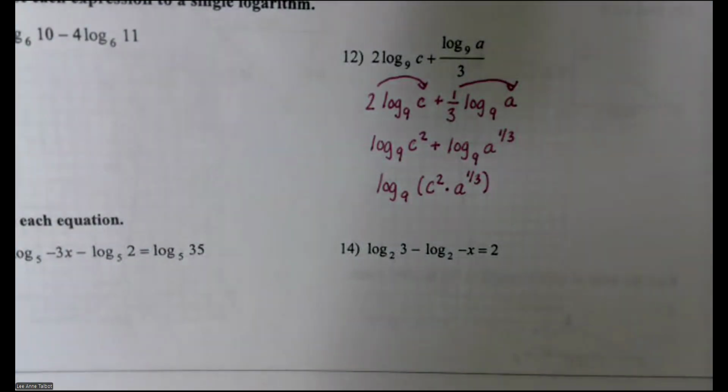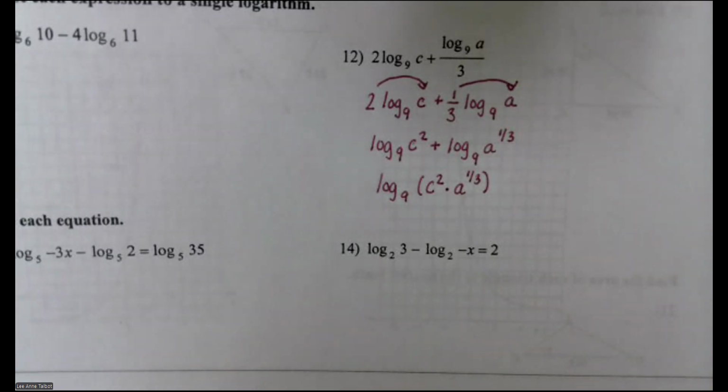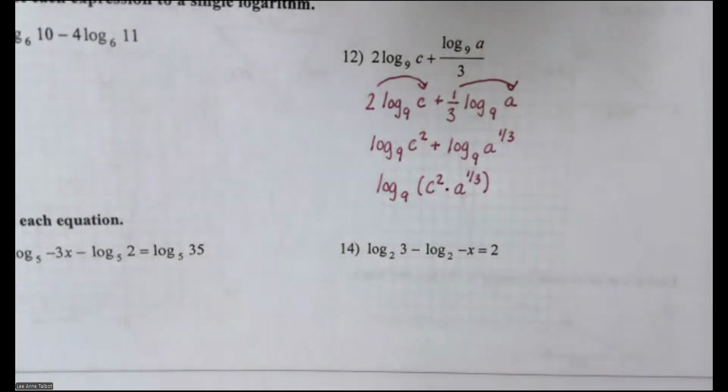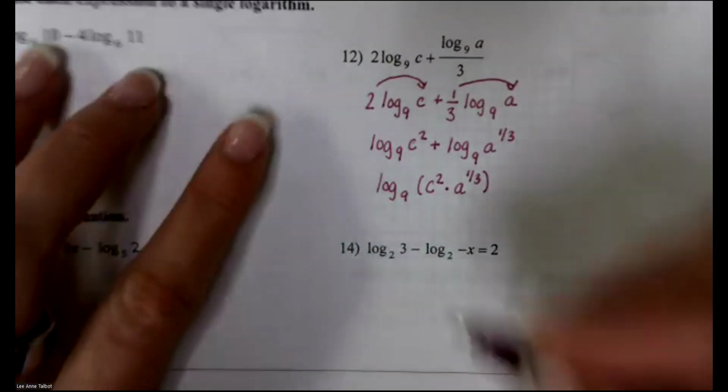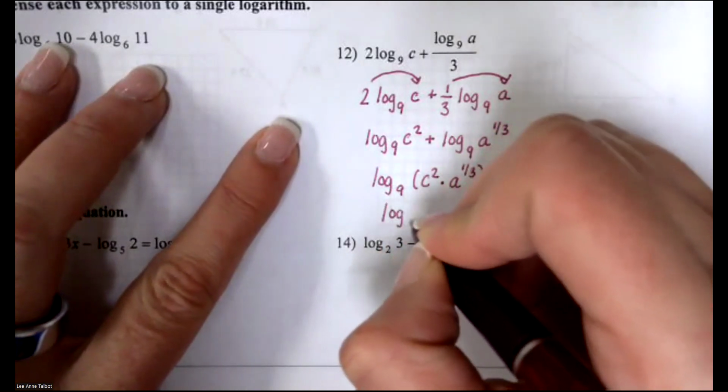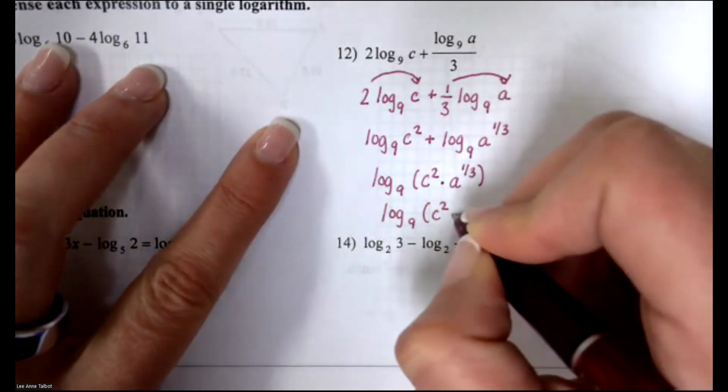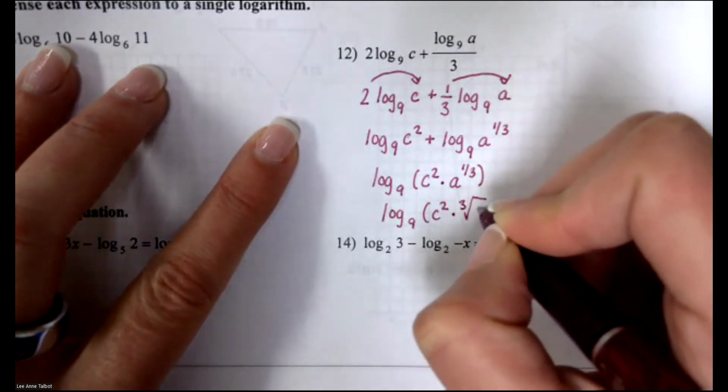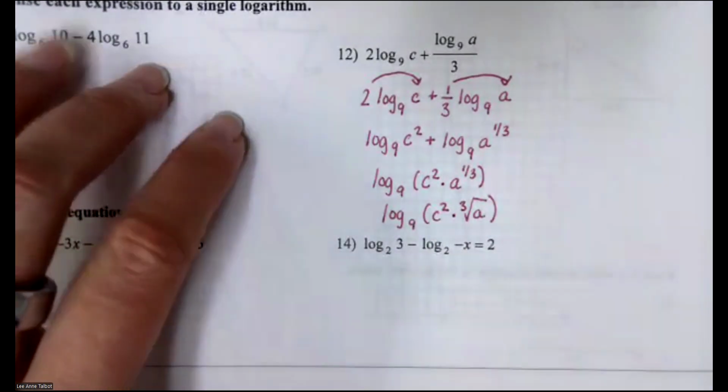Okay, and then does anybody remember what you do with the fraction exponent? Yeah, it becomes a cube root. So log base 9 of c squared times cube root of a.